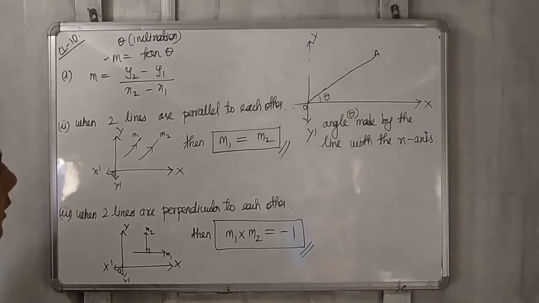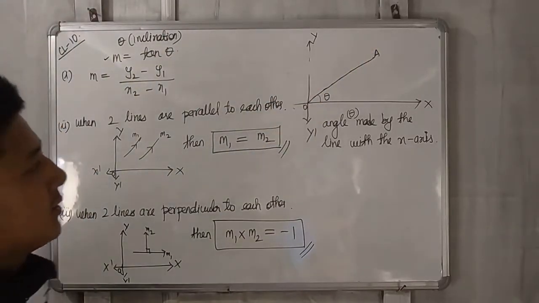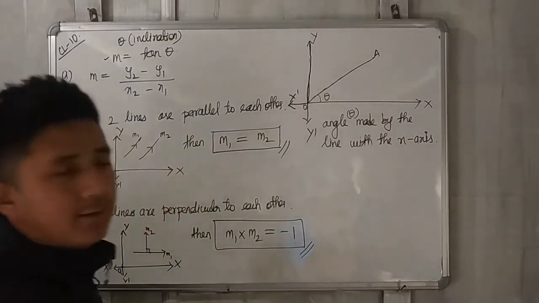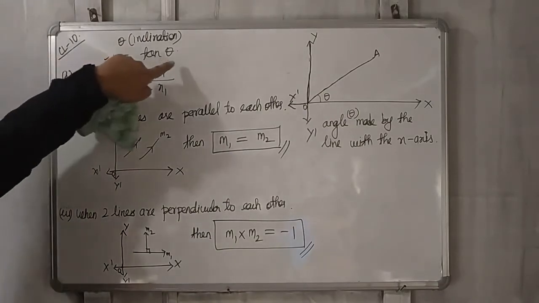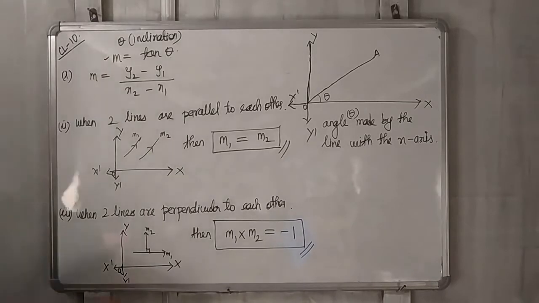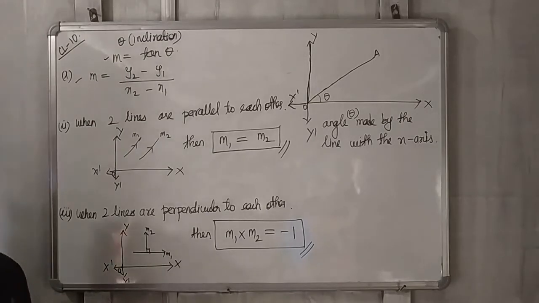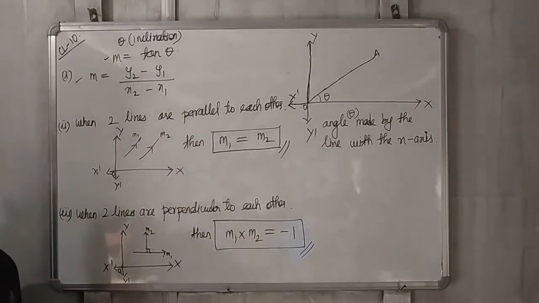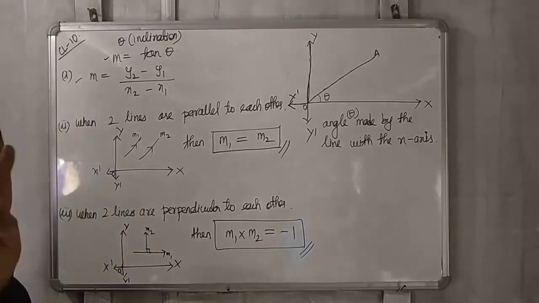Alright, let's move ahead. So far we have discussed inclination. What is inclination? Inclination is the angle made by the straight line with the x-axis, which is theta. What is slope? Slope means tan of its inclination, tan theta. Number 3, we learn the formula of slope when a straight line is passing through two different points: y2 minus y1 divided by x2 minus x1. The other two cases I am taking in terms of two straight lines.